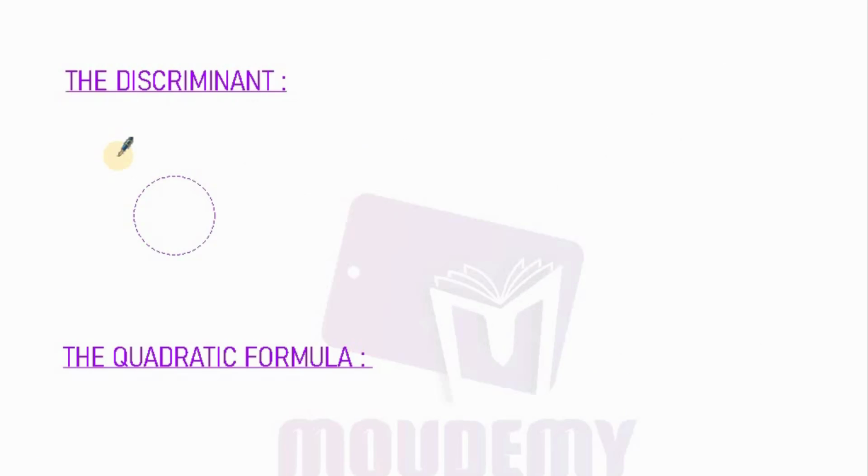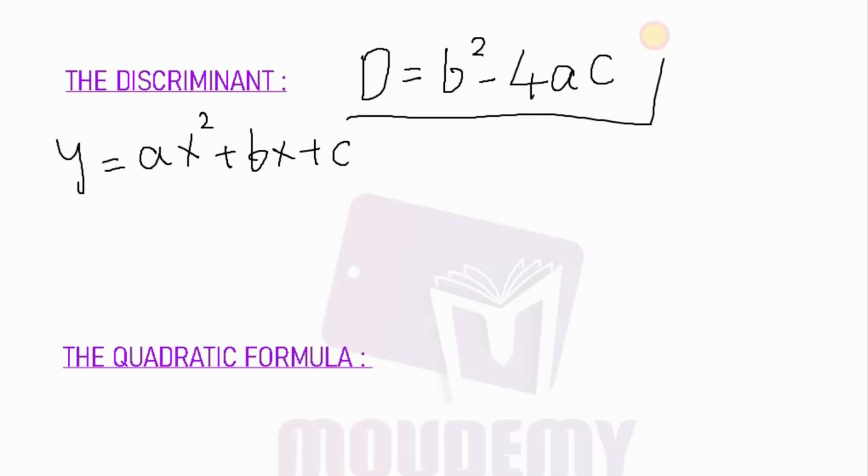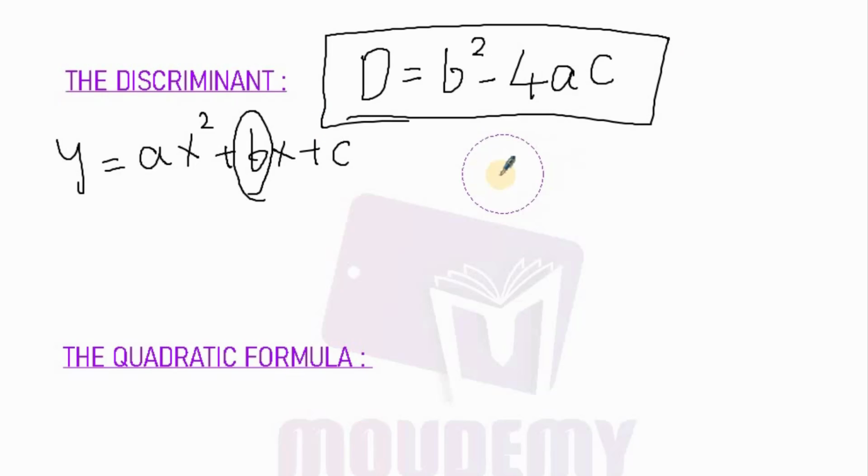calculator. Now let's talk about the quadratic formula, and before talking about it, let's talk about the discriminant. There's something called the discriminant, which is D equal to b squared minus 4ac. If you have a function y equals ax squared plus bx plus c, the discriminant of this function is given by this formula: b squared minus 4ac.